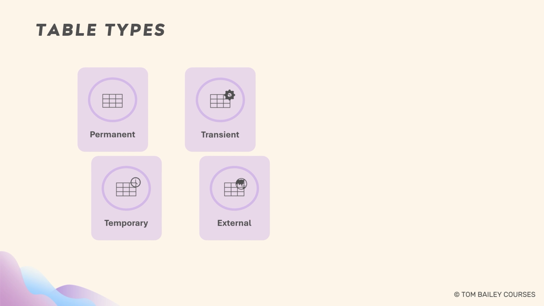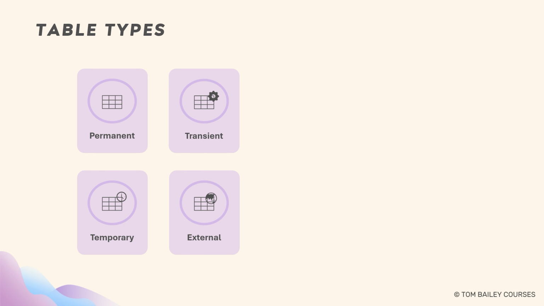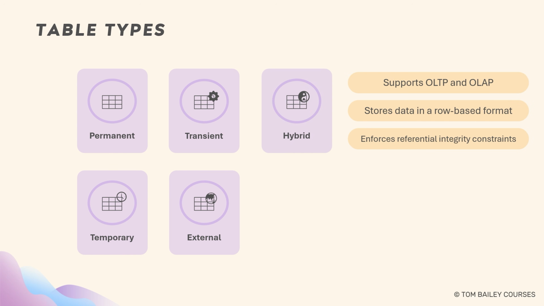There are two newer tables not required for the exam, but I'll touch on briefly, just so you're aware. Hybrid tables are designed to support transactional as well as analytical workloads. They store data in a row-based format, enabling fast inserts, updates, and deletes. And unlike other table types, they actually enforce table constraints like primary key, foreign key, and unique for better data integrity. There's a lot more detail to this table type, but it is out of scope for this course. If you're interested, I've added a link to the Snowflake documentation for hybrid tables to this lecture.